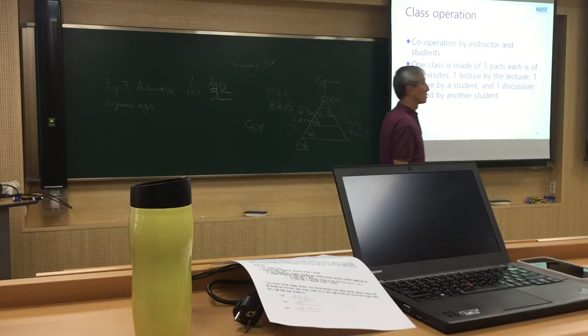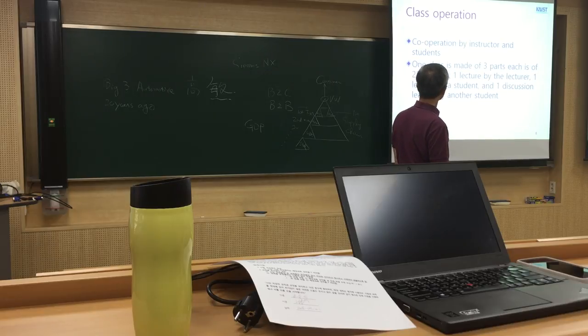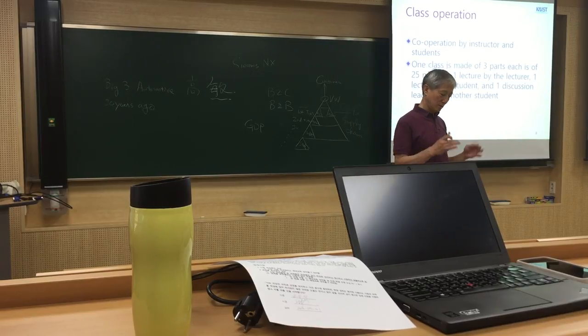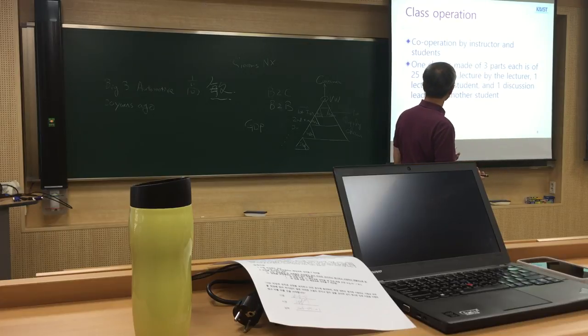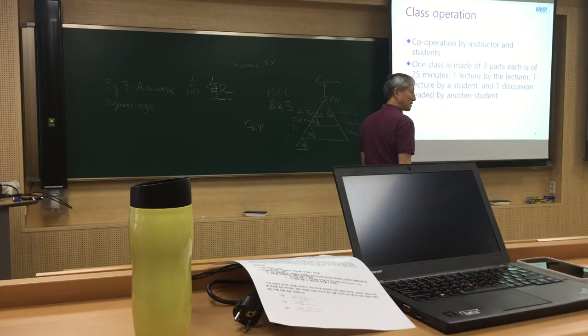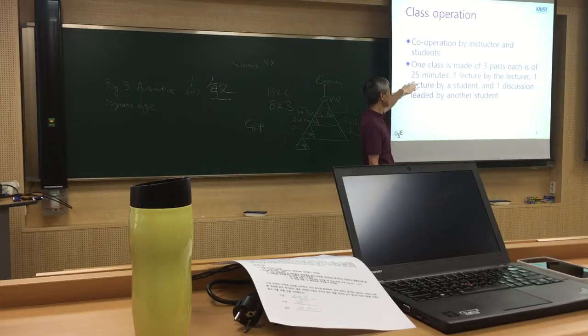Class operation. Cooperation by the instructor, that is me, myself, and I hope you can help me to operate this class through several roles. In each class I'm trying to do this experimentally, first time this time, you know. So we'll do that. I'm not sure, but I hope this works. Each class is 90 minutes. One class is made of 3 parts, 20 minutes each.